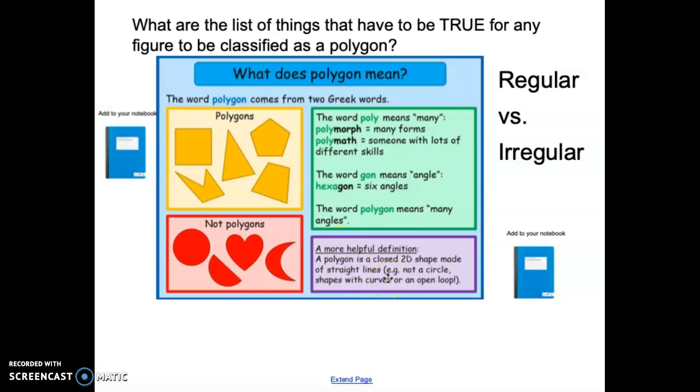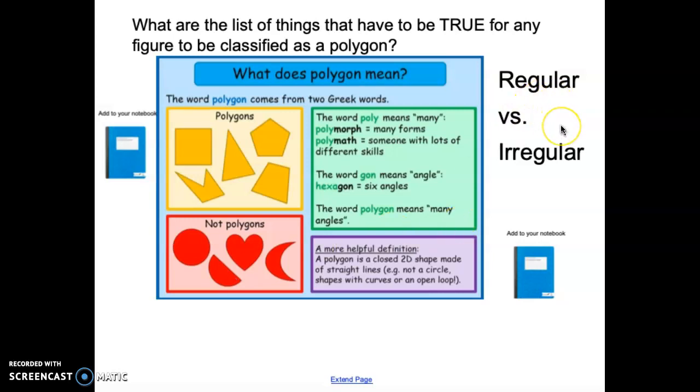So a polygon is just a closed 2D shape. It's made of straight lines, not a circle. No curves or loops. So that's why these are not polygons, because they all have a curve. Now, closed figure means that all of the vertices, the corners, meet and close. There's nothing open.